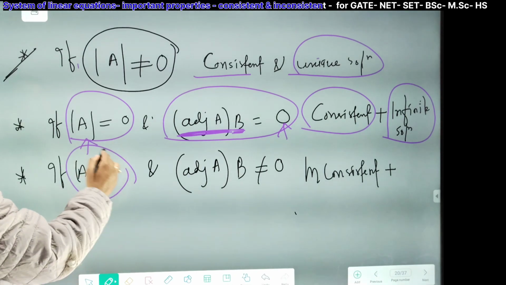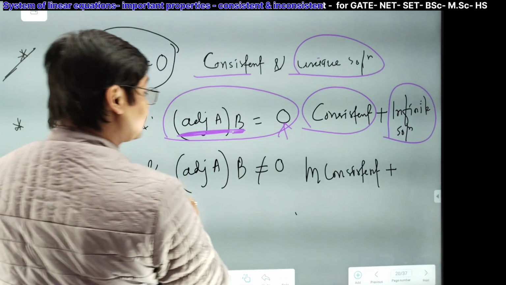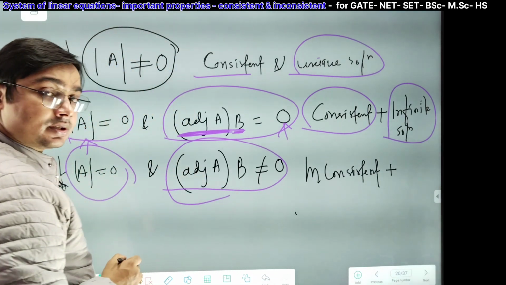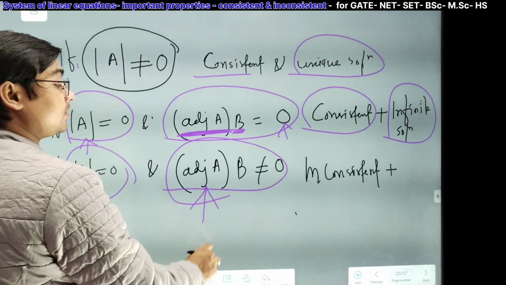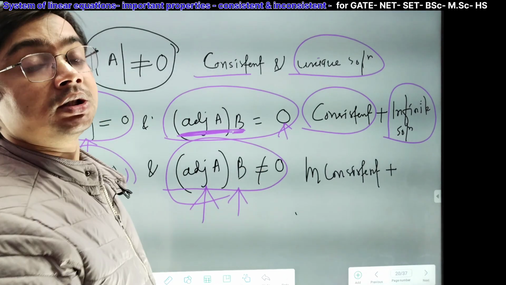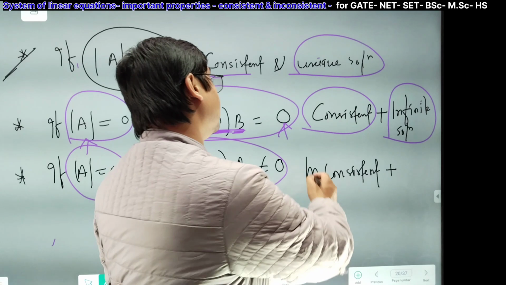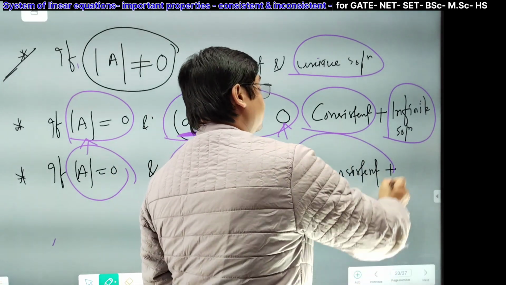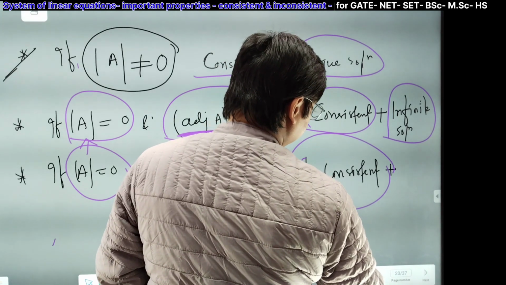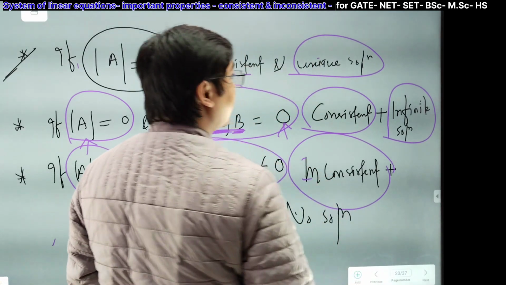Or if the determinant of A is 0, but adj(A) B is a non-zero matrix, that means the product of the adjoint matrix and the B matrix is not equal to the zero matrix, then we call the system inconsistent, and in this case no solution will exist.